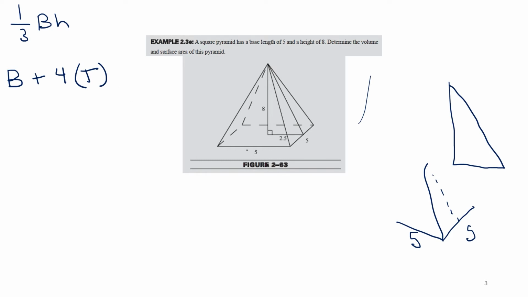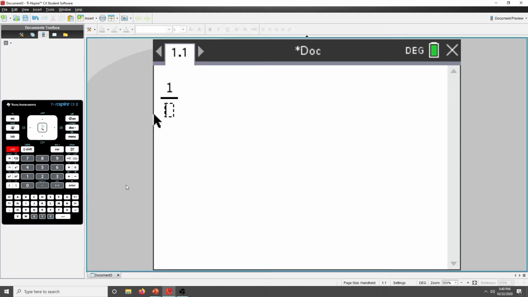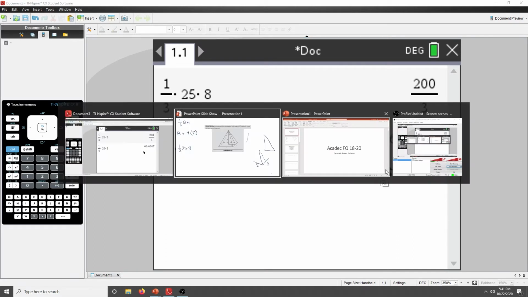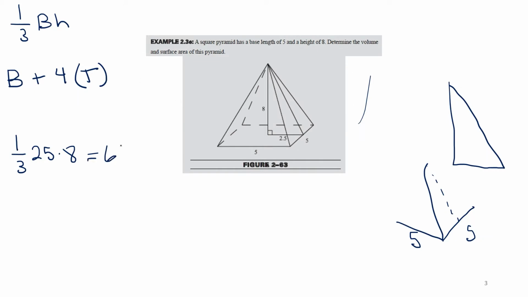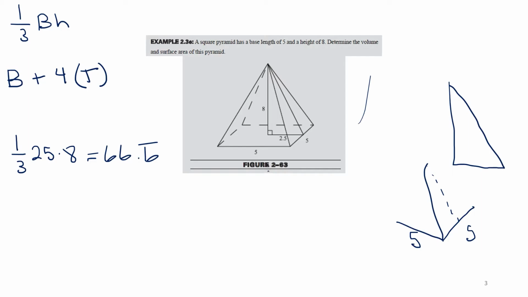Our base area is just 5 squared, so that's 25. So we have 1/3 times 25 times the height, which is 8. And we can go plug that in: 1/3 times 25 times 8. Control Enter. So that's our volume.